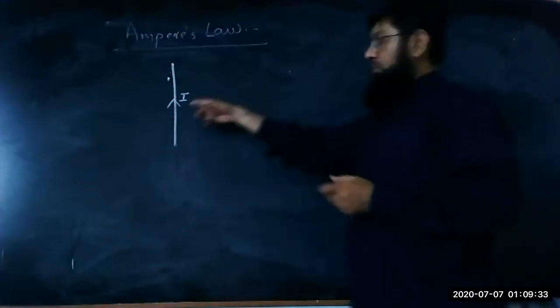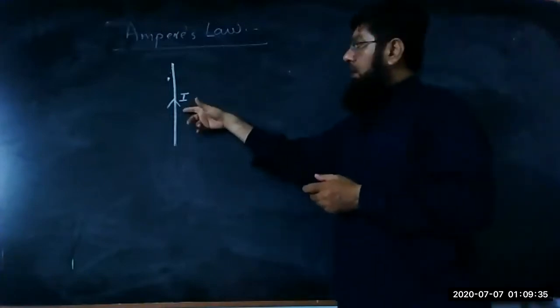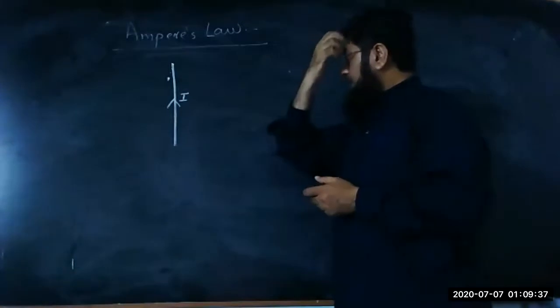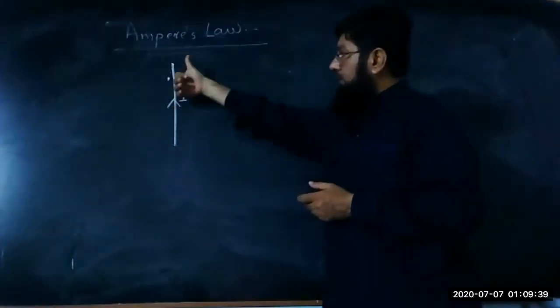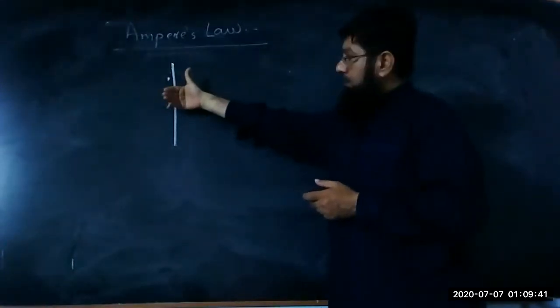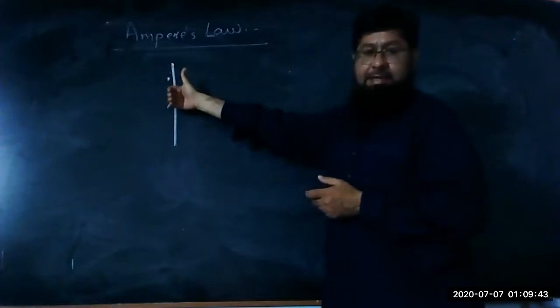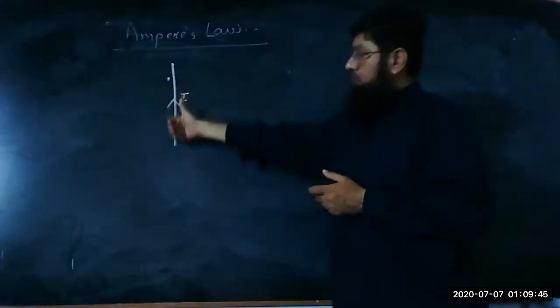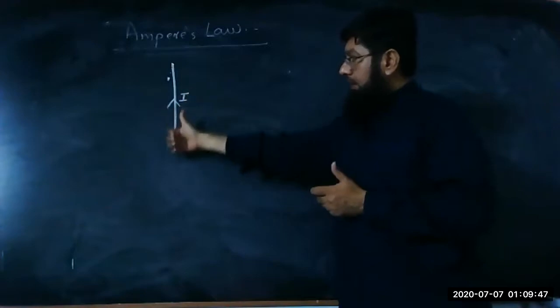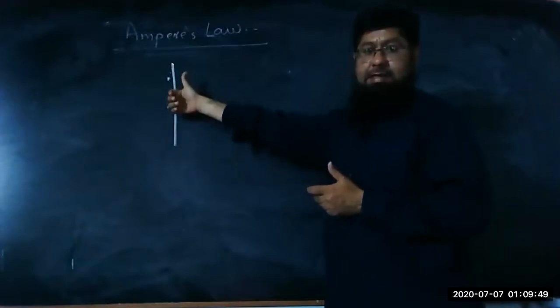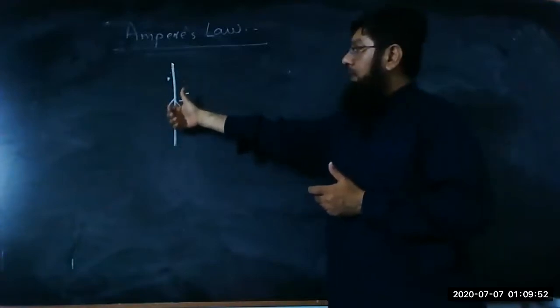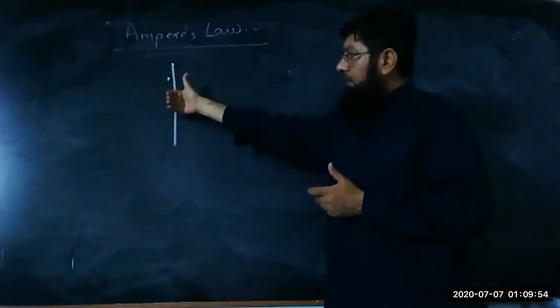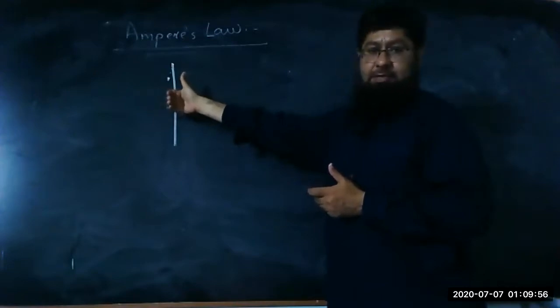As a result, when the current is flowing in the wire, it creates a magnetic field around the wire. How to find out the direction of the magnetic field? This is the right hand. The thumb indicates the direction of the current, and the curved fingers indicate the direction of the magnetic field.